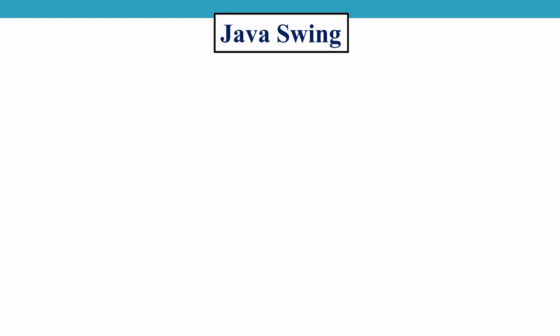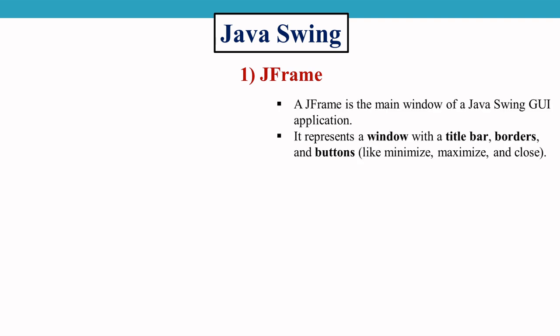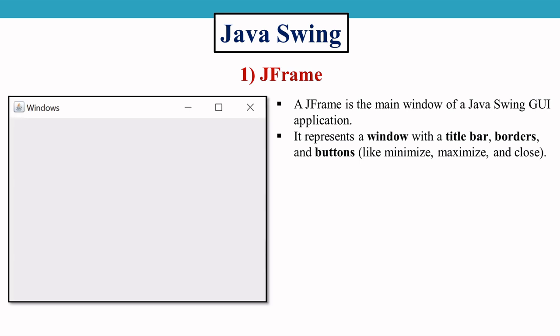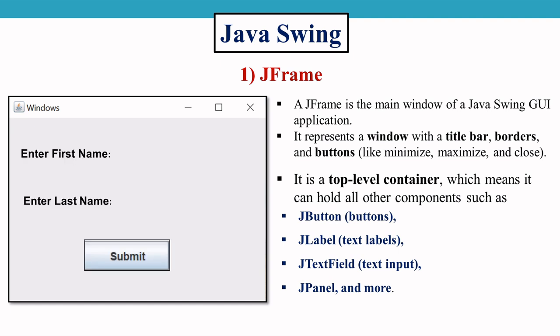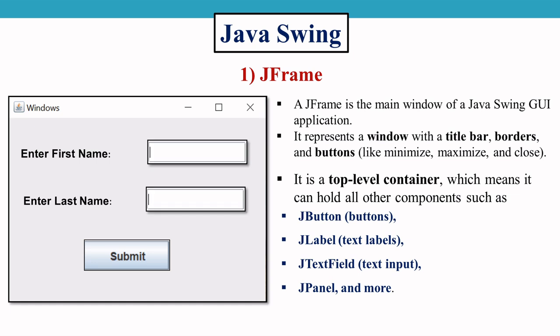Hello guys, this is the Java Swing video series, and firstly we will discuss JFrame. A JFrame is the main window of a Java Swing GUI application. It represents a window with a title bar, border, and buttons like maximize, minimize, and close. It is a top-level container, which means it can hold all other components such as JButton, labels, text field, JPanel and more.